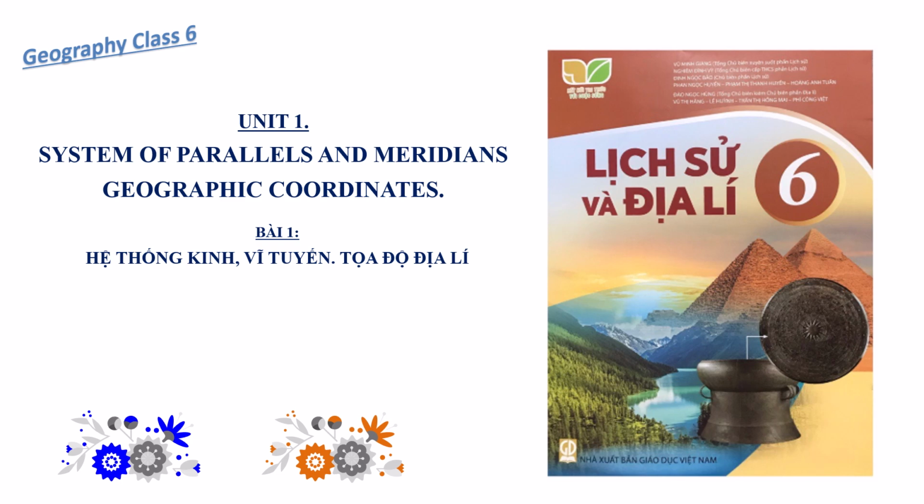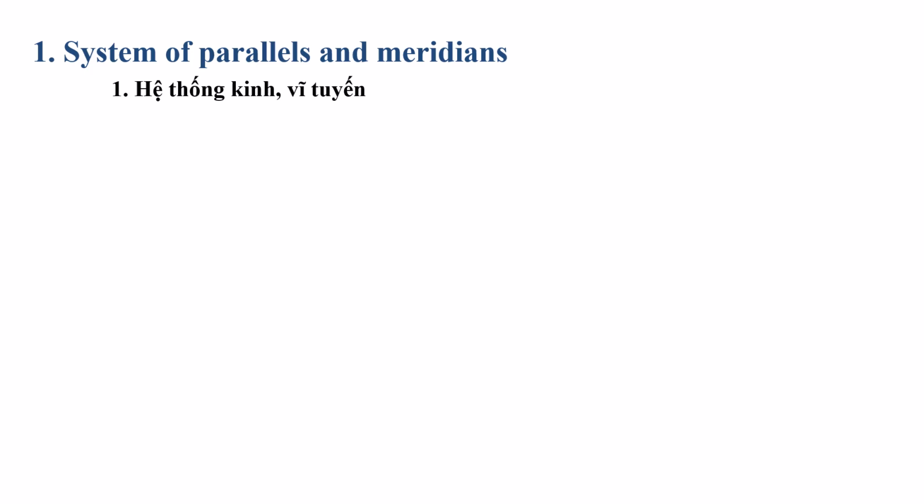Unit 1. System of parallels and meridians. Geographic coordinates. 1. System of parallels and meridians.